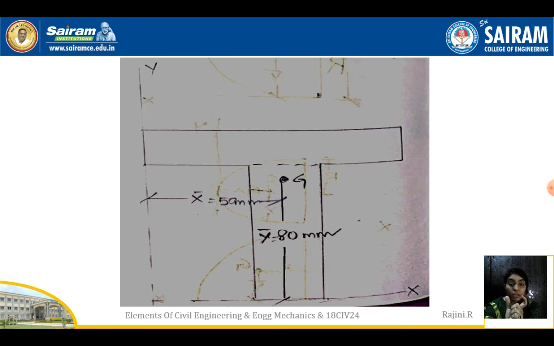X bar we did not find, right? We did not find x bar because we already know that if you fold the section, it is exactly coming in the middle. So x bar is known, it is half of the dimension, that is 50. So only y bar we found now, that is 80 from the x-axis. Thank you.